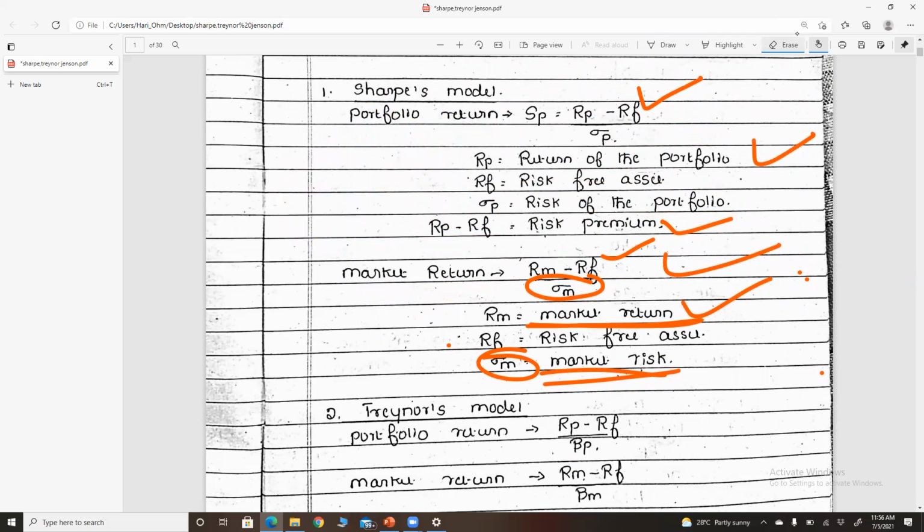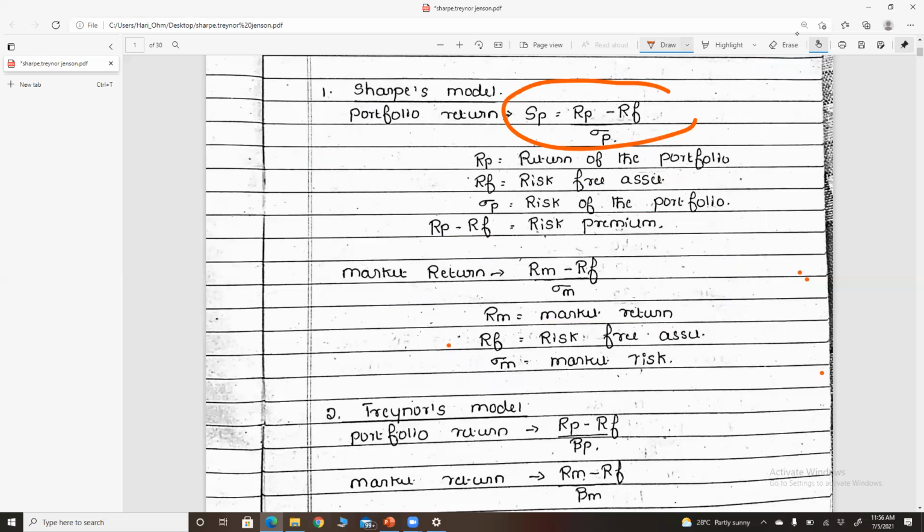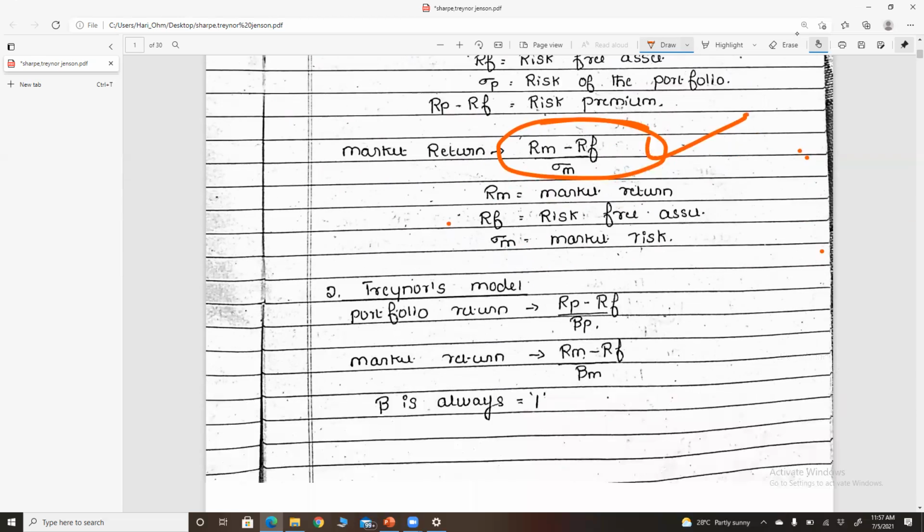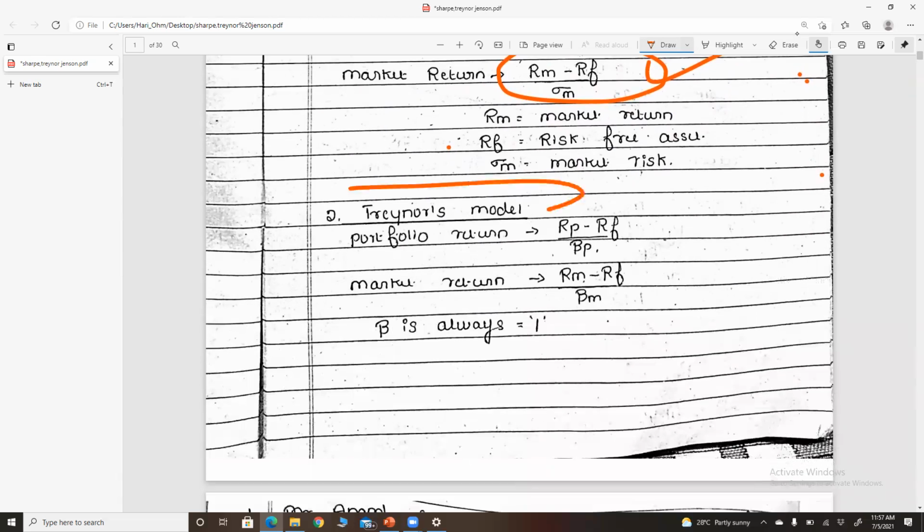Two formulas. You need to use two formulas. One is SP equal to RP minus RF divided by standard deviation P, and one more formula that you need to use, RM minus RF divided by standard deviation M. This is regarding the individual portfolio. This is regarding general market conditions or market return. Clear? Now, next is Treynor's model.